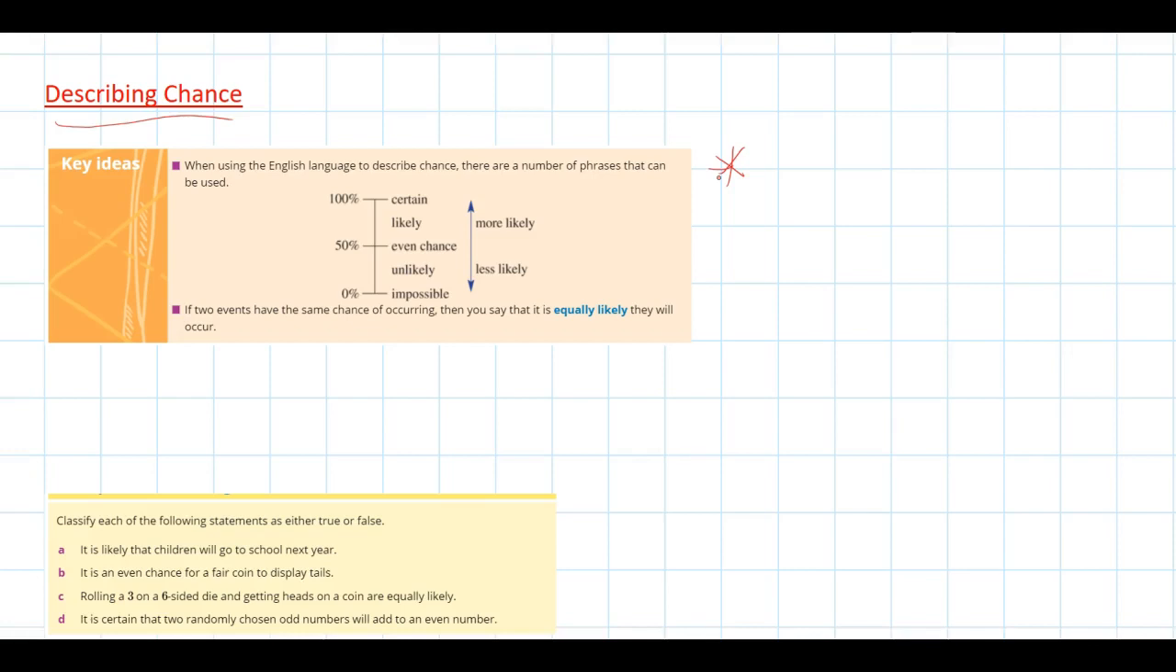Anyway, the key ideas for this lesson is when using the English language to describe chance, there are a number of phrases that can be used, and we usually have them on a scale. So 100% here is like the degree of certainty. So I'm 100% certain that will happen. We'll look at examples of that. And also the opposite end of that is a 0%. So things that are impossible or less likely to happen.